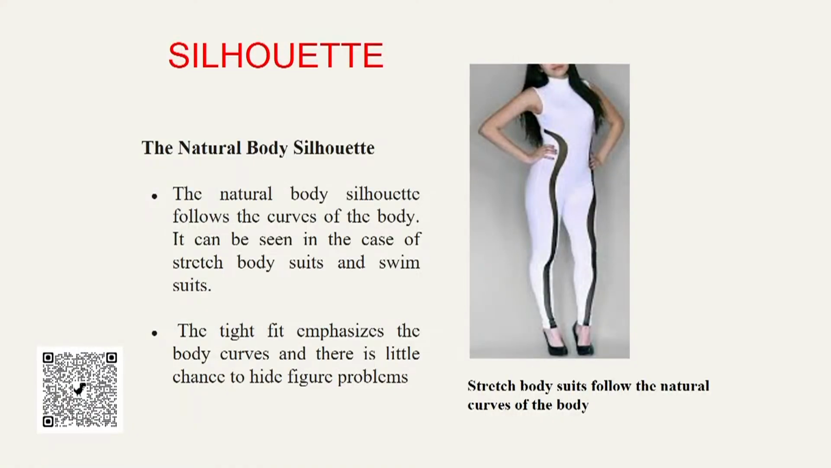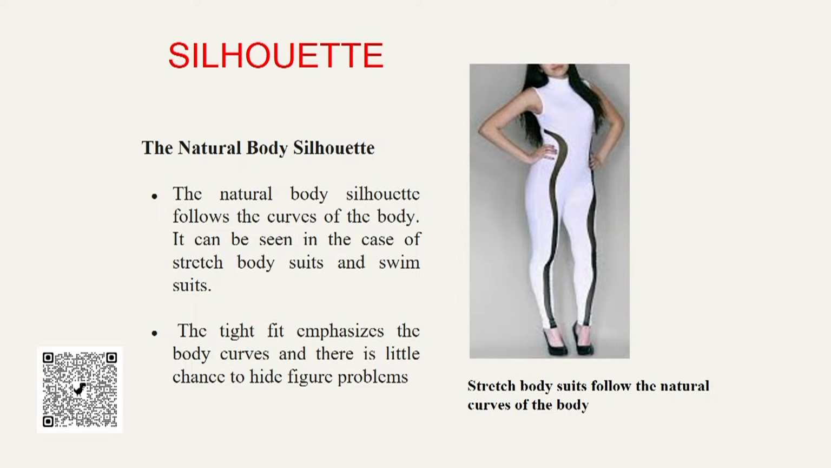Let's look now at different categories of silhouettes which are widely available in the market. So the first category of silhouette is called the natural body silhouette. The natural body silhouette, as also shown in the image on the screen, is a stretch body suit which follows the natural curves of the body.